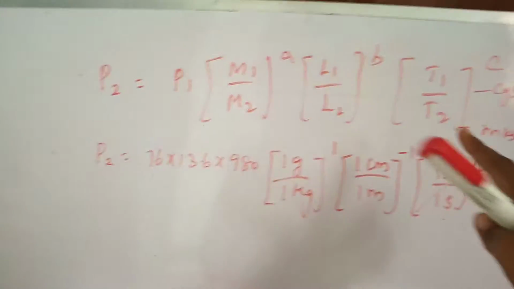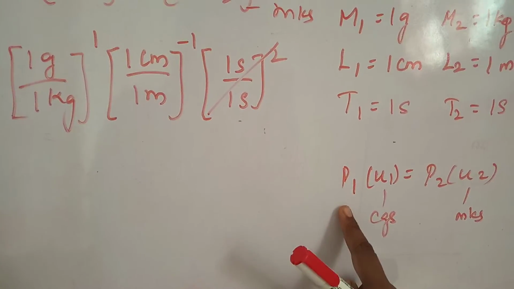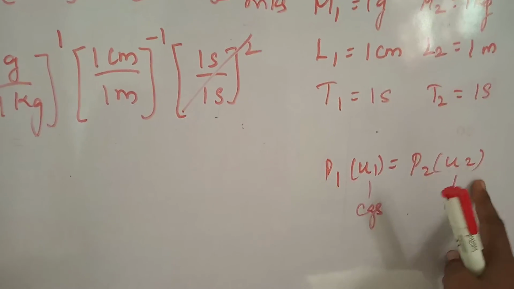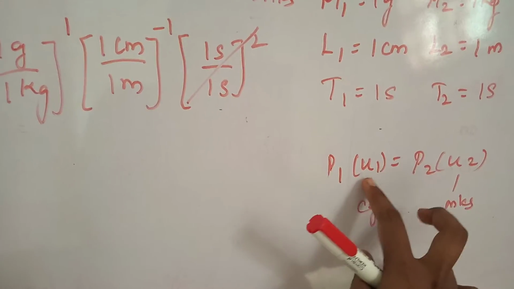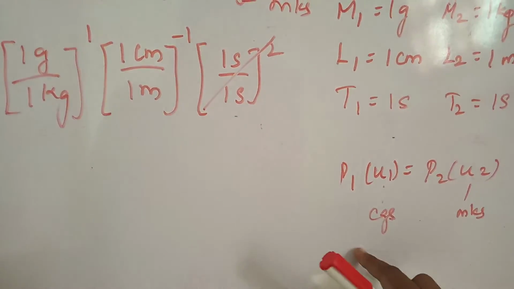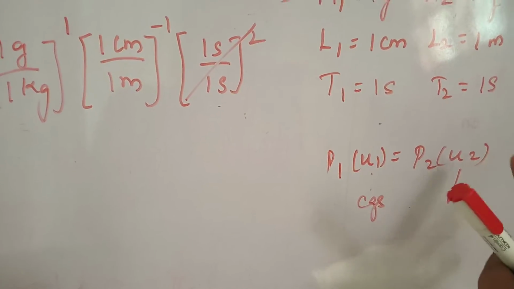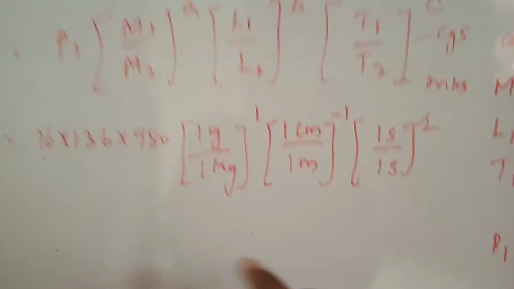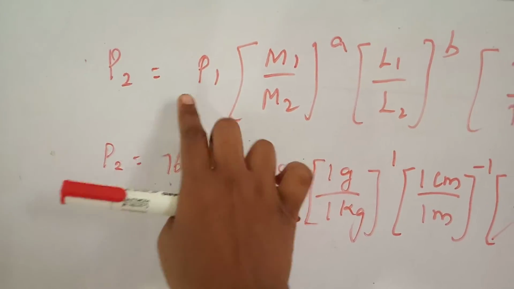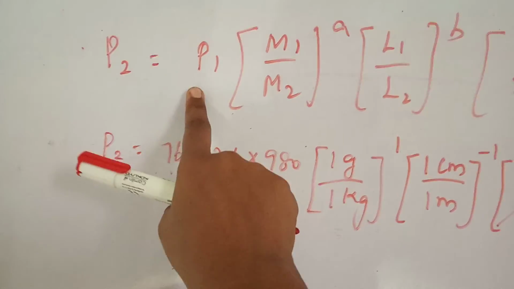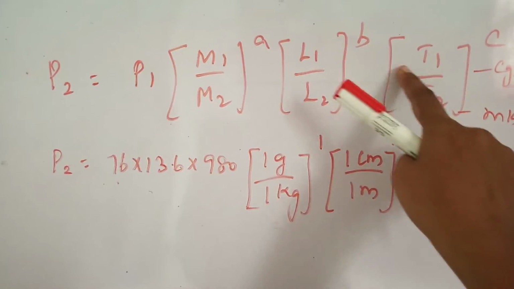So we have it in this format. We know the formula: number into unit 1 equals the other number into the other unit. You have to convert from CGS to MKS. So wherever you have U1, the unit of the first term is in the CGS system, and the units in the second term, that is U2, M2, L2, are all in the MKS system. In this format, P1 is the number of pressure in the CGS system, and M1 is mass in the CGS system, L1 length in the CGS system, and T1 time in the CGS system.